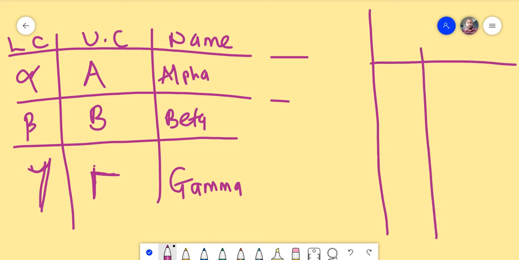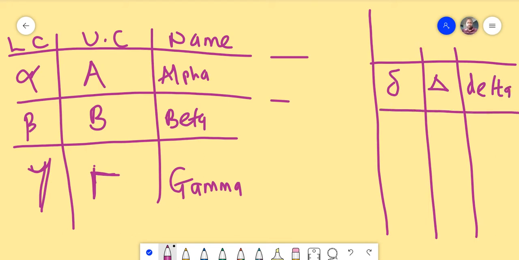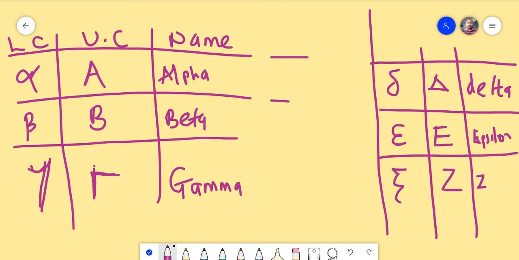Just the same convention. Then from there, we have the one that I told you about, and the uppercase is that, and this is known as delta. Then we have this one, which looks like an E, and the capital is that one. This is known as epsilon. And then we have another one, written something of that kind, and its capital is this one, and this is known as zeta.